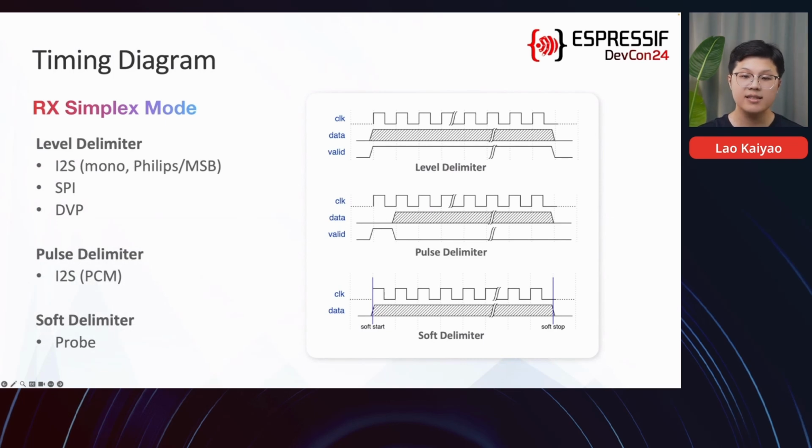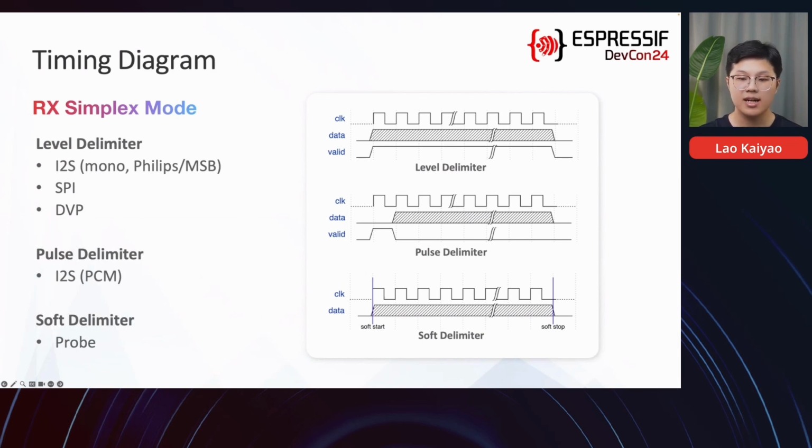And the case is different on the RX side. There are 3 kinds of delimiters regarding different valid signals. They are level, pulse, and soft delimiter. The level delimiter is actually the same as the data gating in the TX direction. The data are only received when the valid signal is active. By the way, you can also set the valid signal active on the low voltage or on the high voltage.